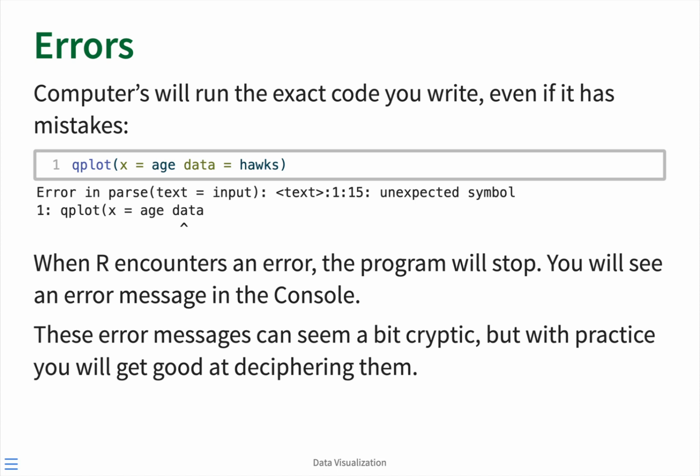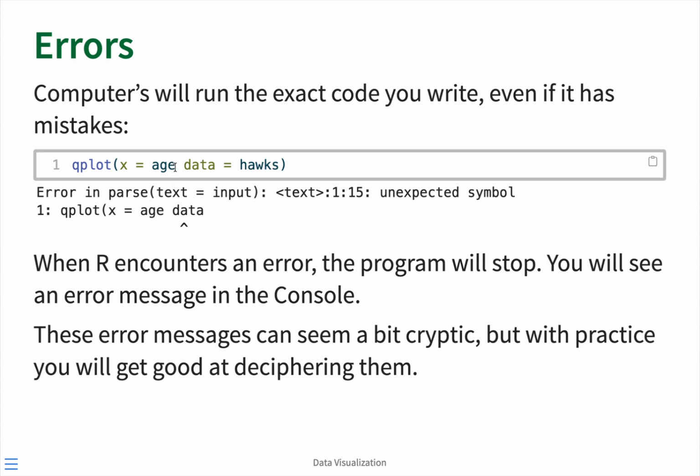Here we can see an example of one caused by this qplot function, and the error is saying error in parse, and then we've got a bunch of other information. This is unexpected symbol, qplot, x equals age, data. So this is a bit cryptic, right? It's not really telling us what the exact problem is.